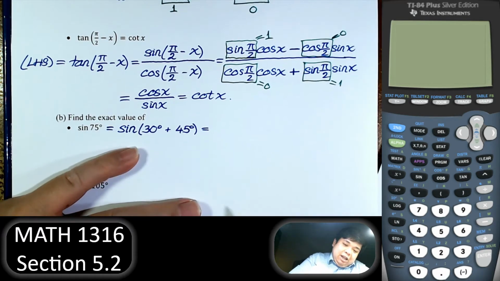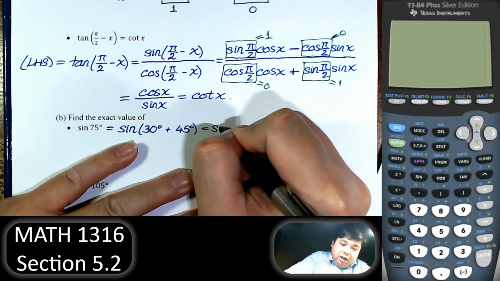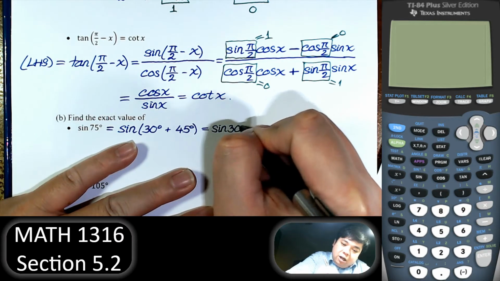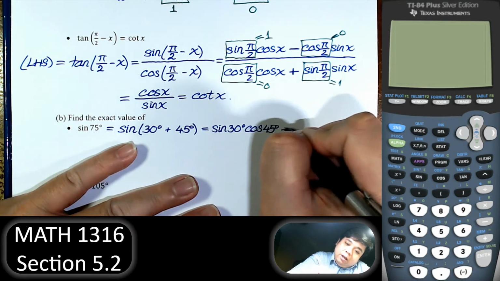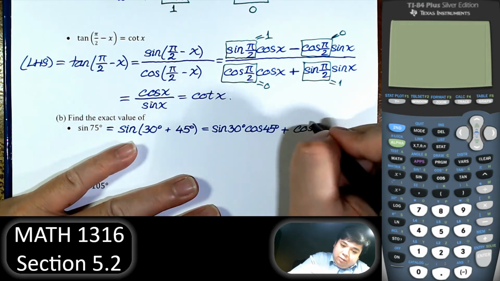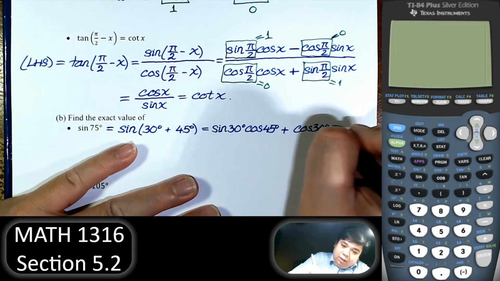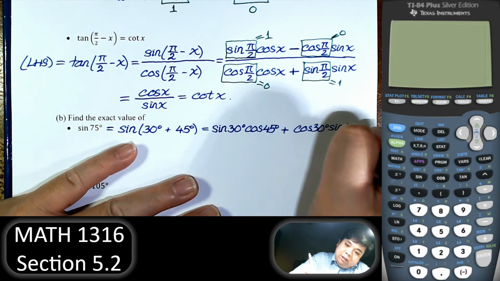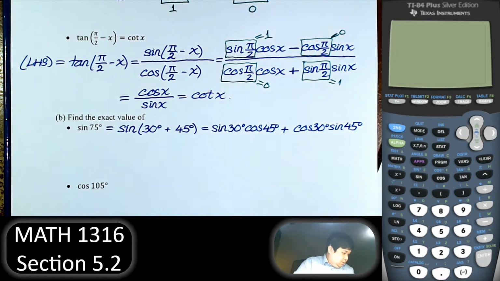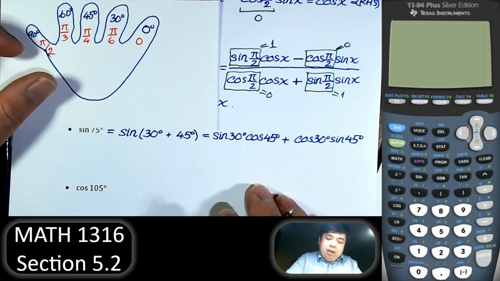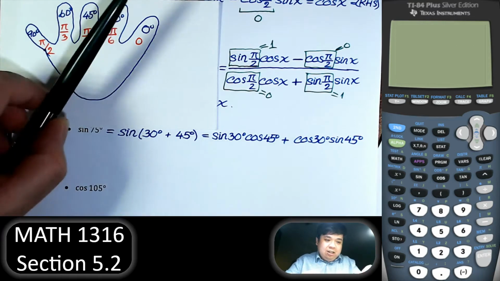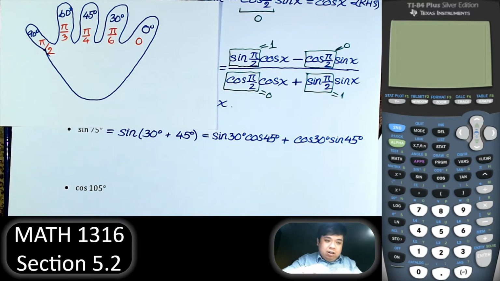Again, sine will be a different function in the product: sine, cosine, plus cosine, sine. It's been a while. Still have it. Sine of 30 degrees.